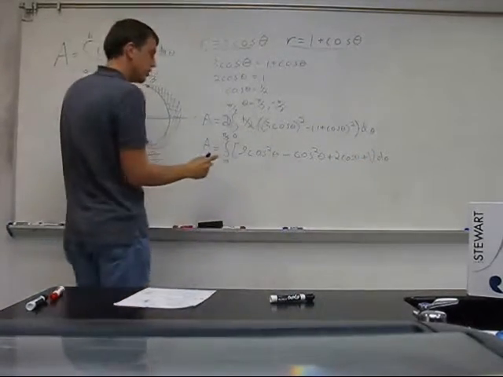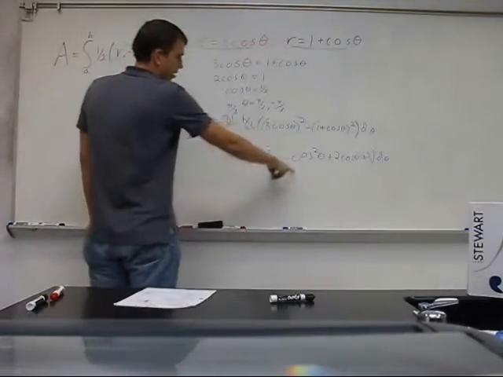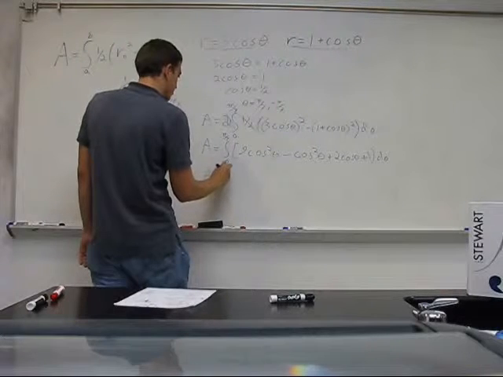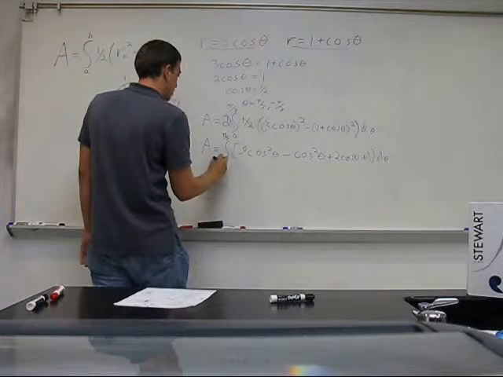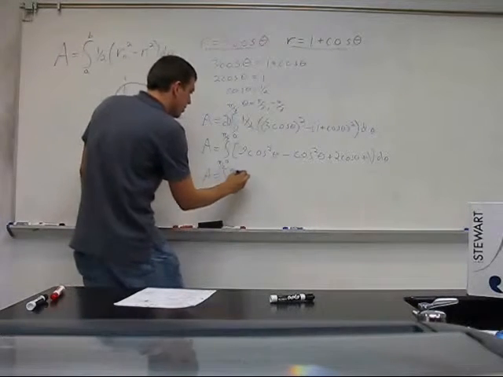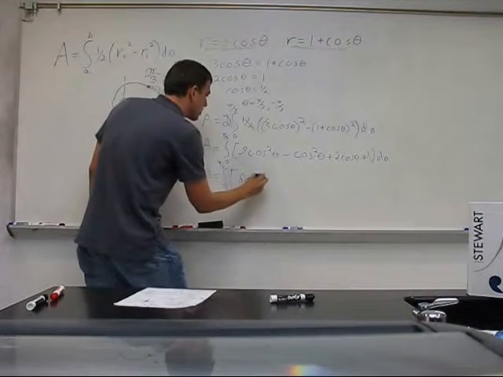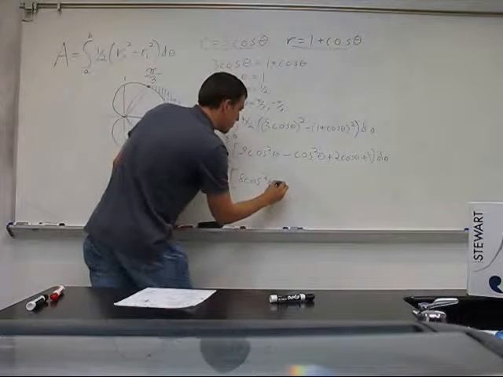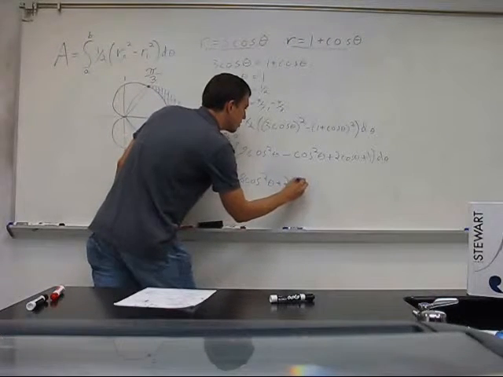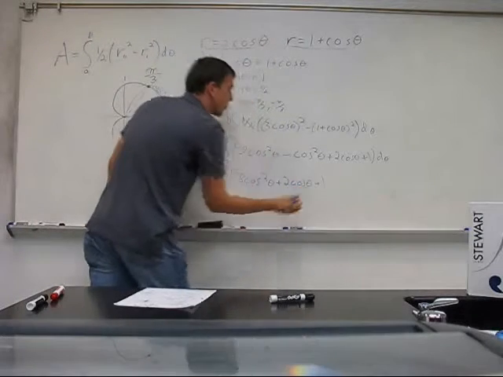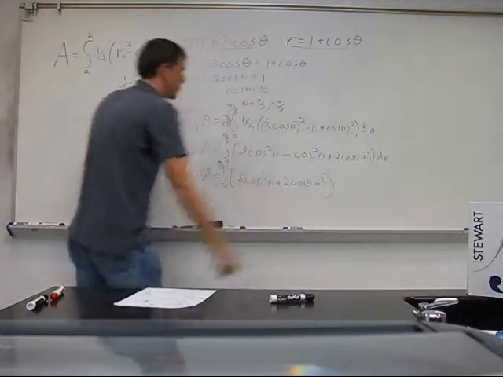So next, we are going to combine like terms. So it's going to be 8. So area is equal to 0 to pi over 3. So 8 cosine squared theta plus 2 cosine theta plus 1. All right.